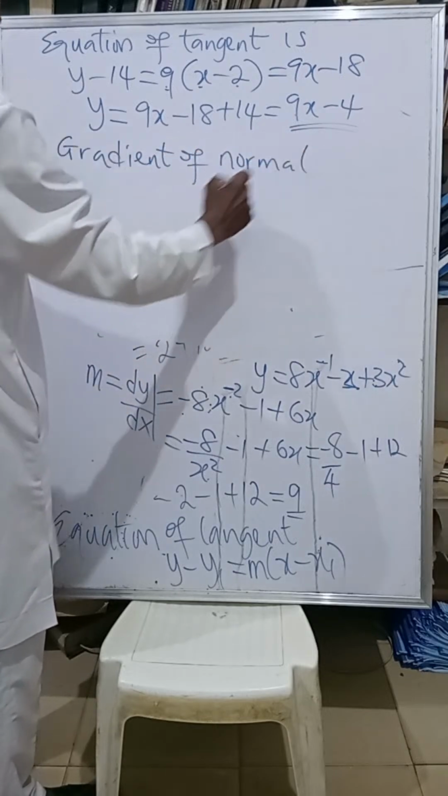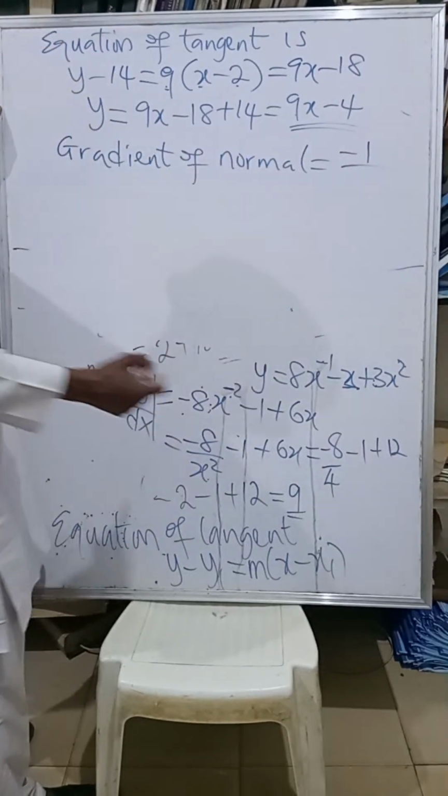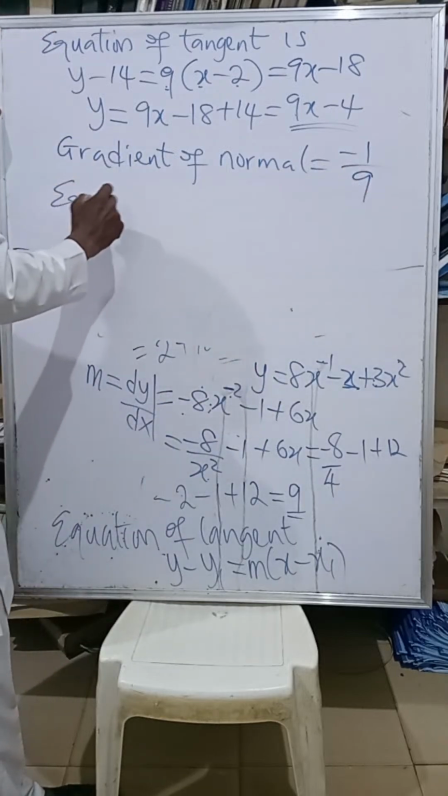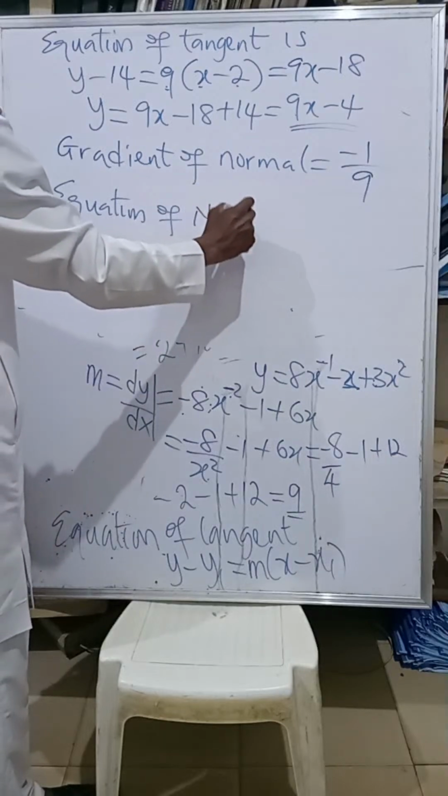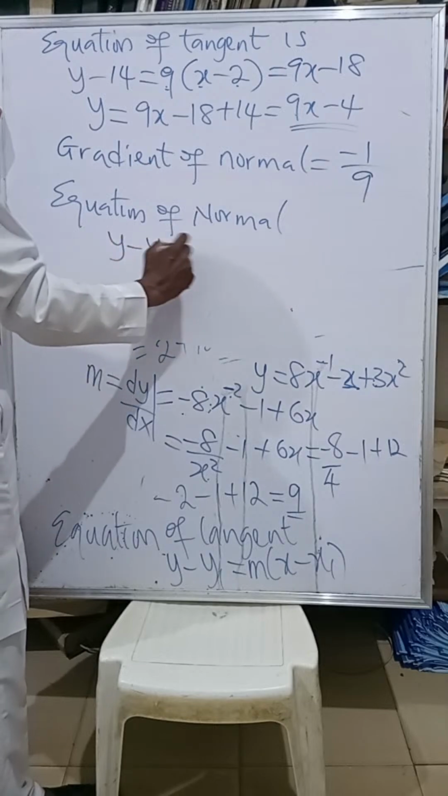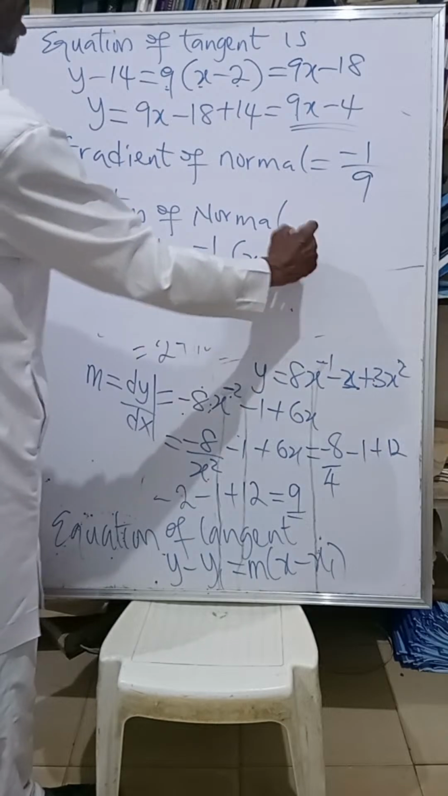Which is equal to what? Which will be equal to minus 1 over the first one we got, that's 9. So the equation of the normal will be equal to y minus y1 equals minus 1 over m times x minus x1.